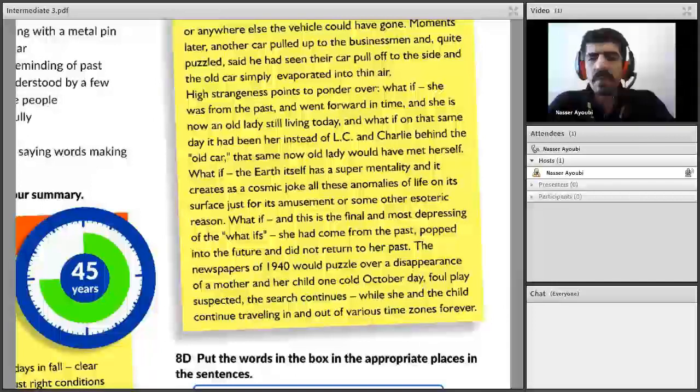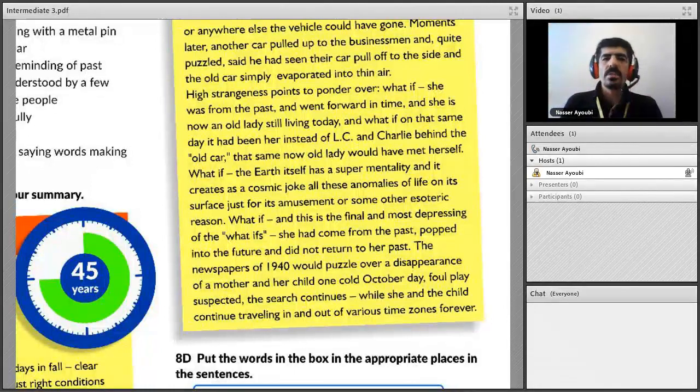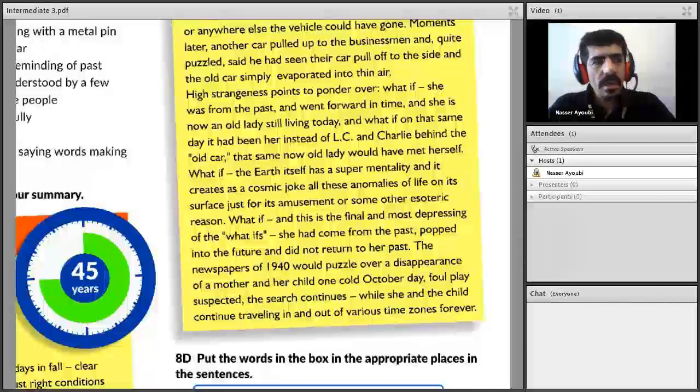The newspapers of 1940 would puzzle over a disappearance of a mother and her child, one cold October day. Foul play suspected. The search continues while she and the child continue traveling in and out of various time zones forever. It is so agonizing, so painful to think about someone who just has to travel in time to the future without being able to come back.